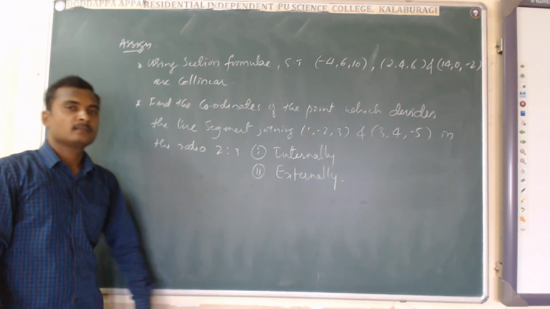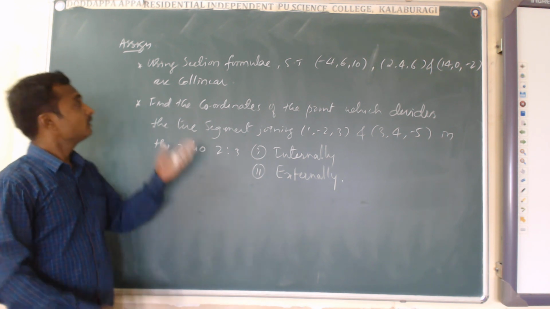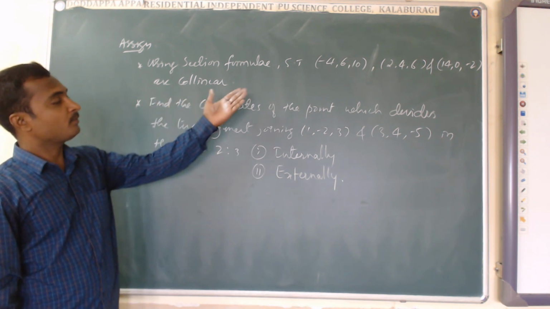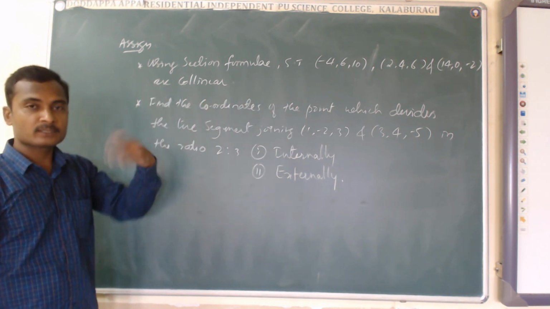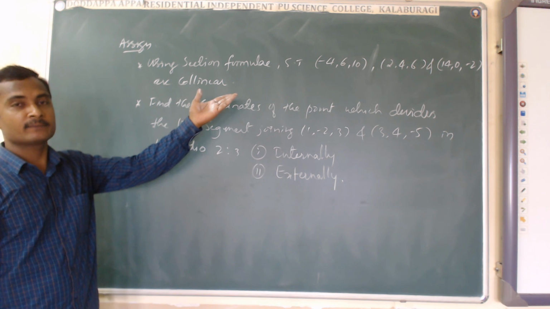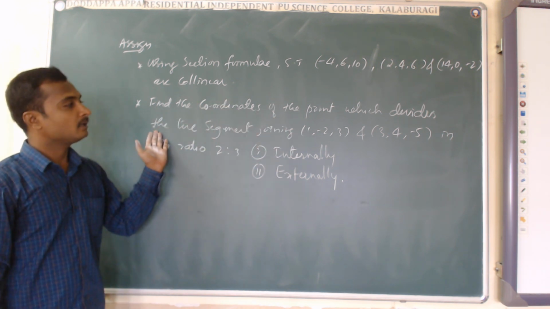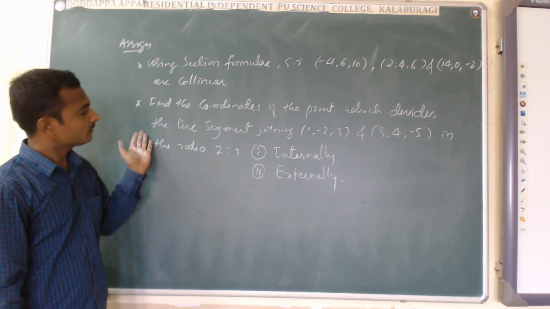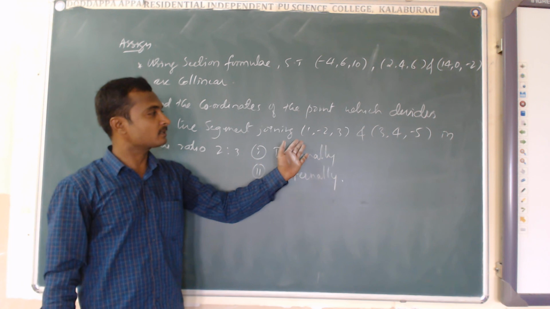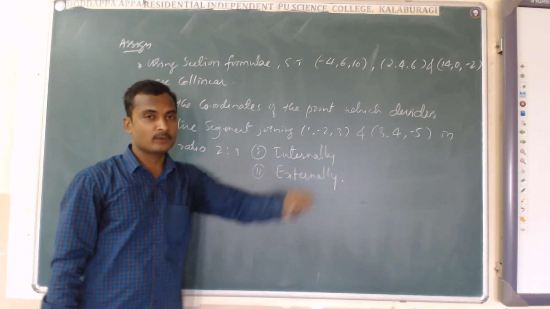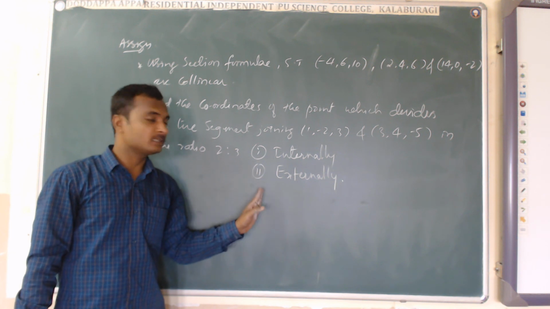Okay students, solve these problems. These are additional problems; they are already solved in the textbook. Using the section formula, show that the three given points are collinear. Again, use the section formula to find the collinearity of the given points. Find the coordinates of the point which divides the line segment joining these two points, minus 1, minus 2, 3 and 3, 4, minus 5 in the ratio 2 is to 3. There are two conditions given, one internal and one external.